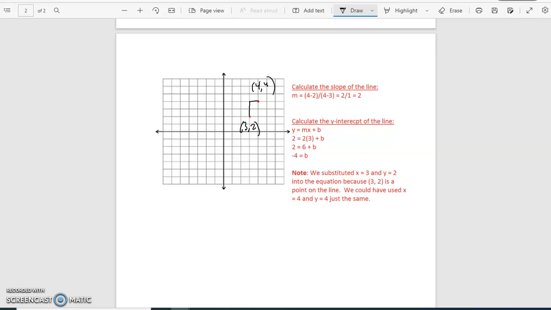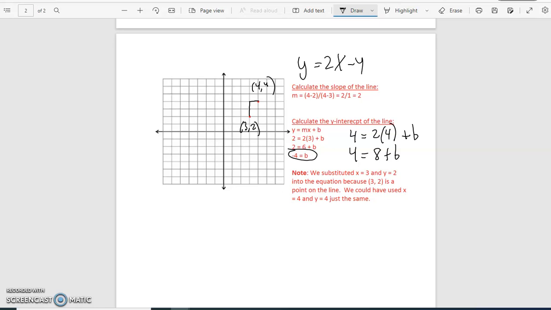So I'm going to use the other one. Here this example shows 3, 2. I'm going to use 4, 4. So if I said y is 4, m is 2, x is 4, plus b, that is 4 equals 8 plus b. B is equal to negative 4, which would be the equation y equals 2x minus 4.